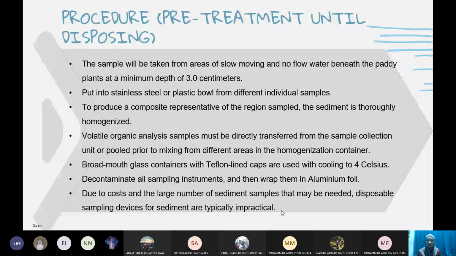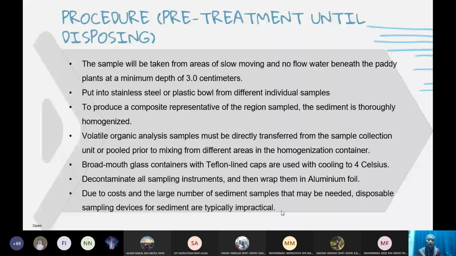For the containers, we use broad mouth glass containers with Teflon-lined caps with cooling to 4 Celsius, since chemical preservation of solids is not recommended. Next, decontaminate all sampling instruments and then wrap them in aluminum foil. For disposing, disposable sampling devices for sediment are practically impractical.